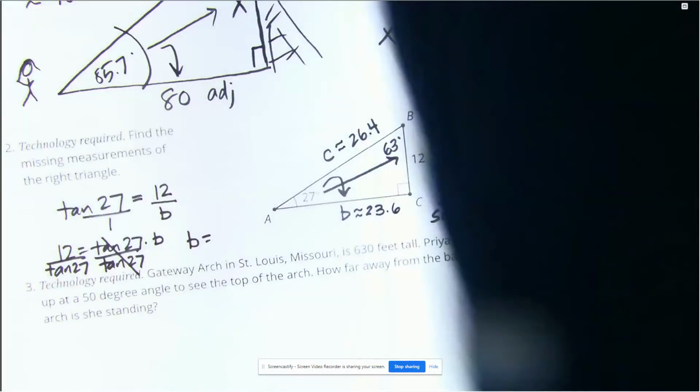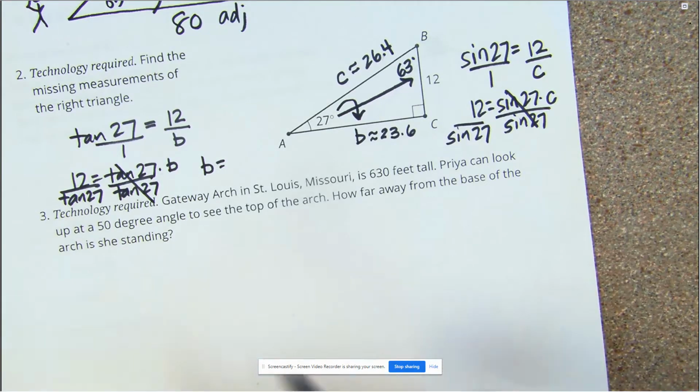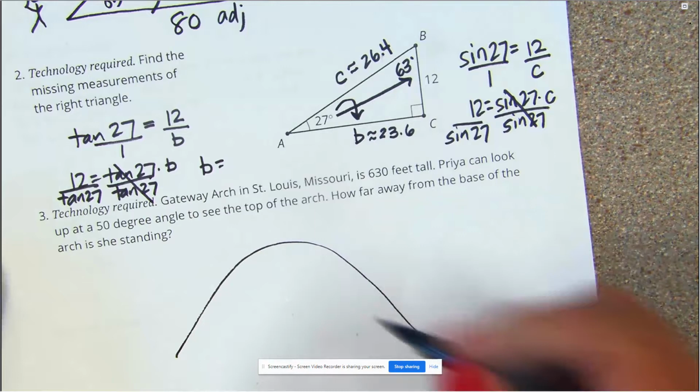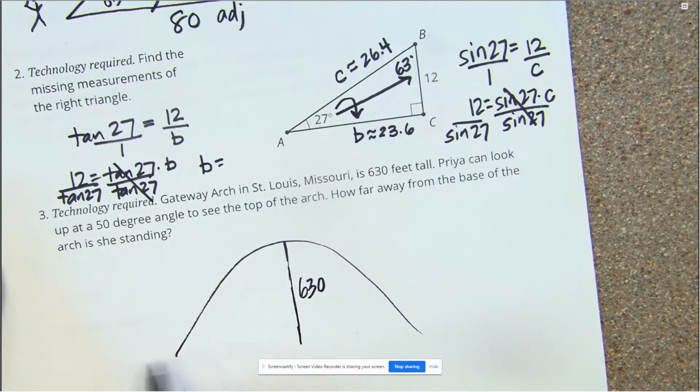All right, number 3. Gateway Arch in St. Louis, Missouri is 630 feet tall. So imagine there's an arch, and it's 630 feet tall. Priya can look up at it at a 50-degree angle.